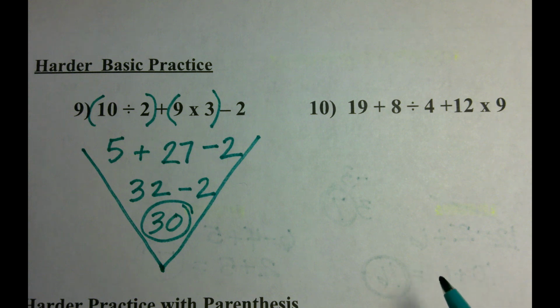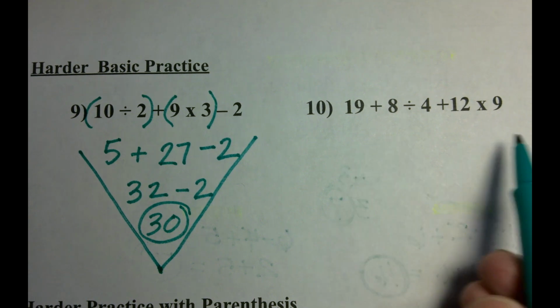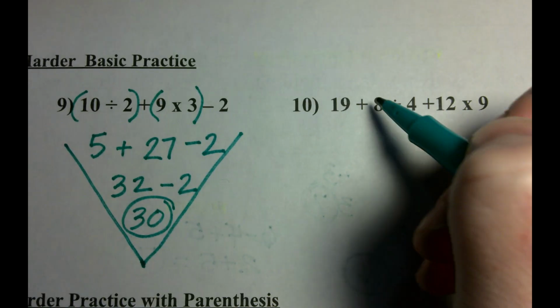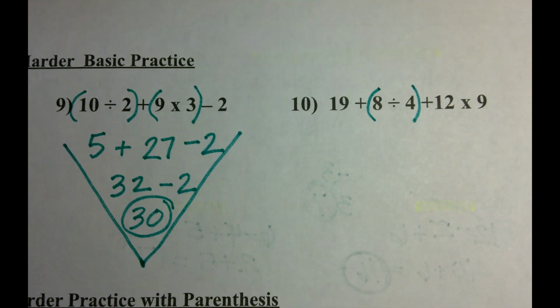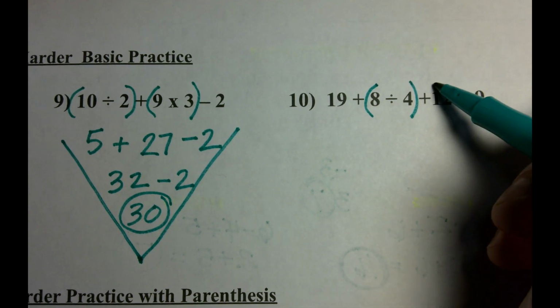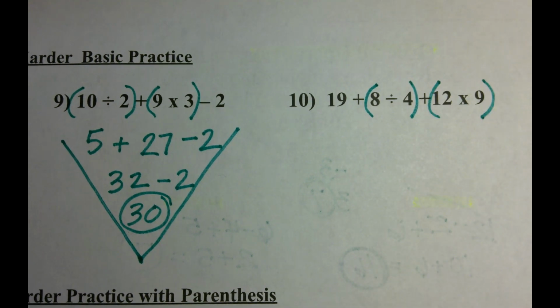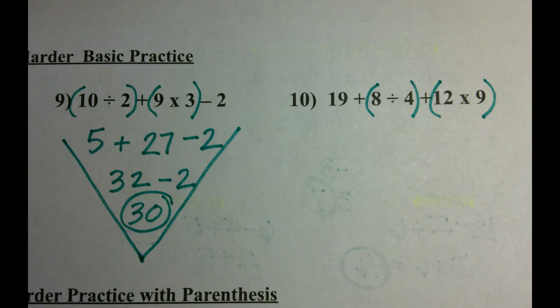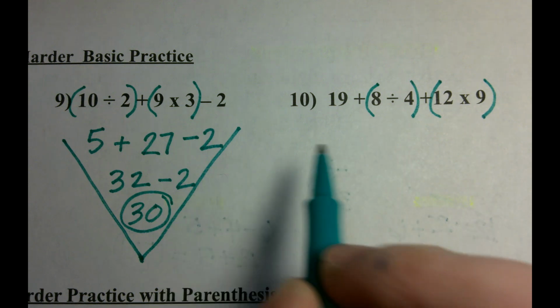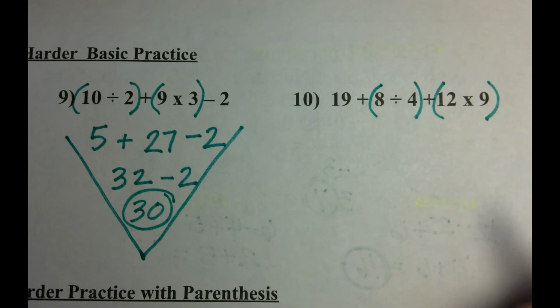Number 10. We do division. Yep, we have some division. I'm gonna put that in parentheses. What else do we have? We got multiplication. I'm gonna put that in parentheses. What should we do first? Division. We go left to right. So what's 8 divided by 4?